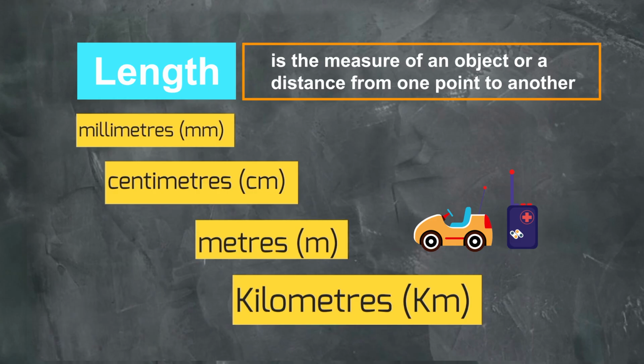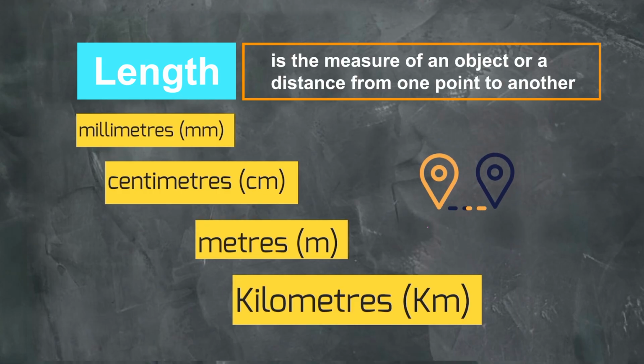We also have metres, which is a larger unit of measure again. It is abbreviated with the letter m. For example, metres could be used to measure the length of a football pitch. We then have a larger unit of measure again, which is kilometres, and this can be abbreviated to km. We would use this, for example, if we were trying to measure a distance from one town to another.